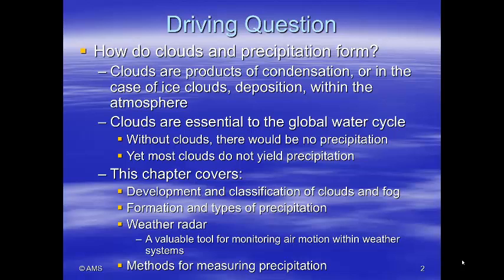So what do we want to talk about this chapter? First, how do clouds and precipitation form? And we find that clouds are products of condensation, or in the case of ice clouds, deposition within the atmosphere. Clouds are essential to the global water cycle, so without clouds there would be no precipitation. Yet most of the clouds do not yield precipitation.